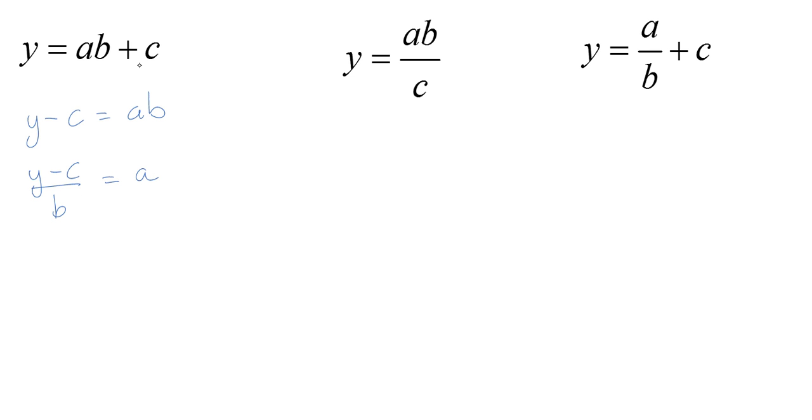Now let's look at why we do that. Plus c, the opposite is take c. So on the other side, it's take c. Times b, the opposite is divide by b. So on the other side, it's divide by b. Now this will be the same if you want to get b by itself.